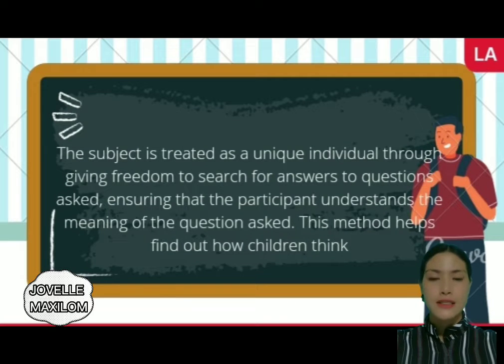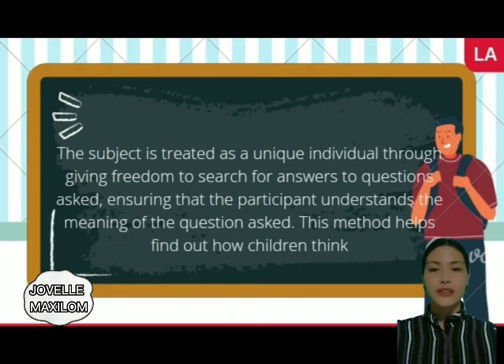The characteristics of clinical method. First, it is applicable to individual cases. Second, to the individual who has some problem. Third, it gives pleasure in making mankind healthier and better.